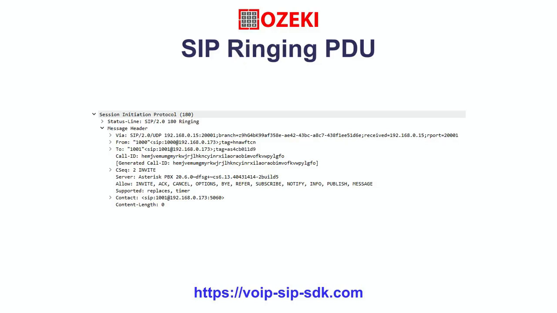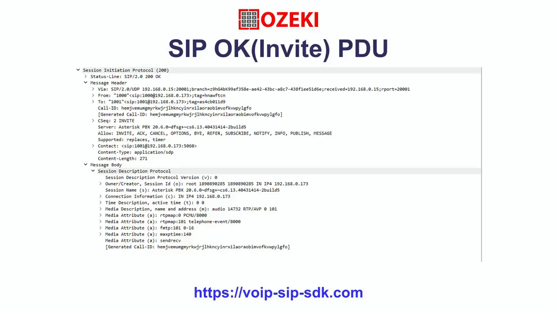What is a SIP RINGING PDU? A SIP RINGING PDU is a provisional response sent when the destination user agent is being alerted, informing the caller that the remote phone is currently ringing. What is a SIP OK INVITE PDU? A SIP OK INVITE PDU is the final 200-class response indicating that the called party has accepted the call, completing the INVITE transaction and establishing the SIP dialog.